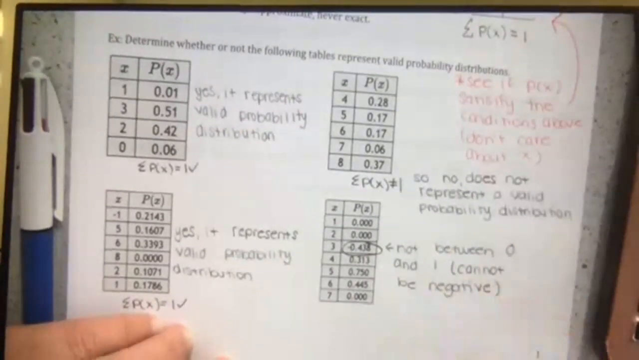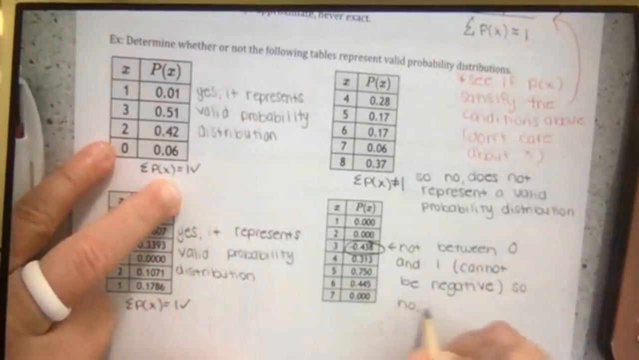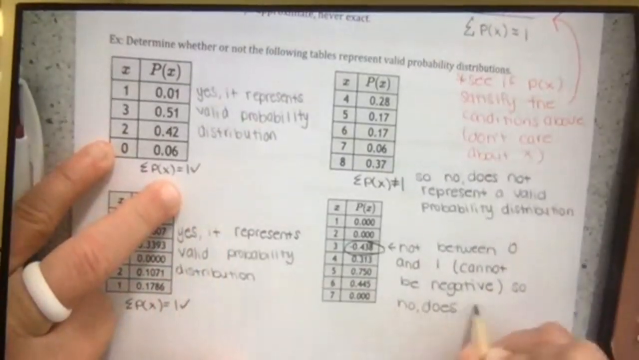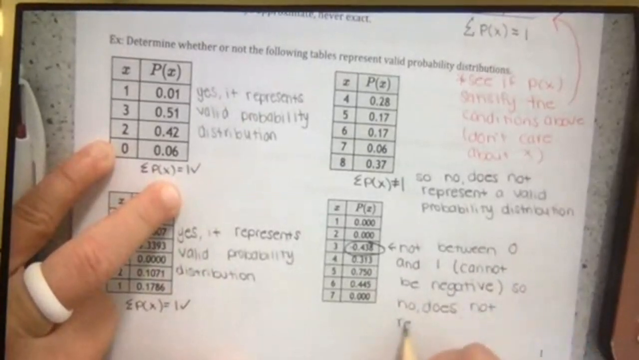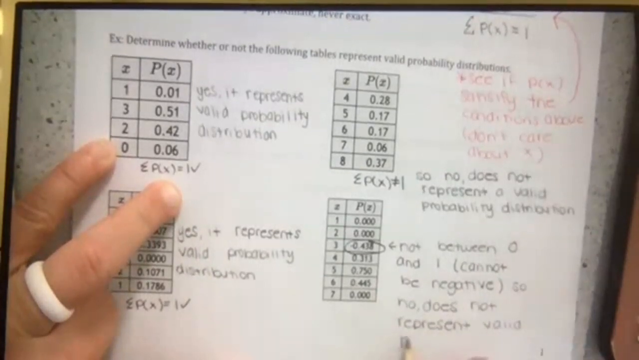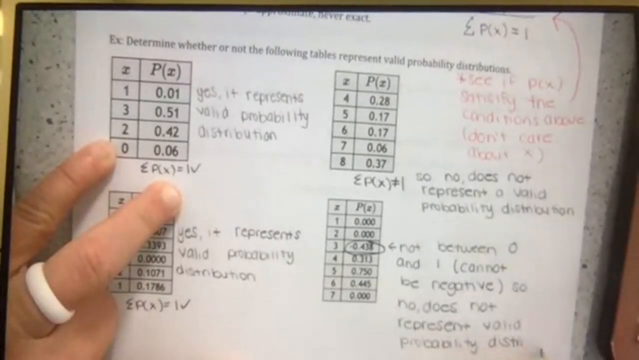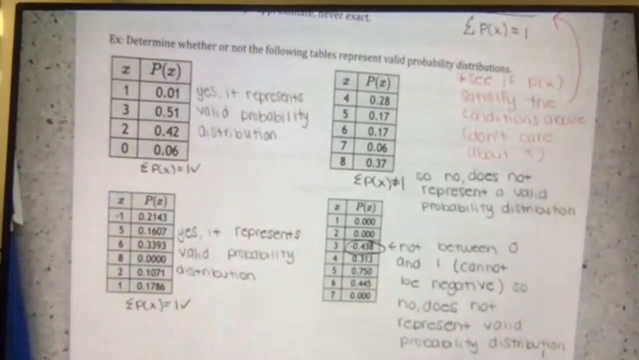Whatever you understand better. So our answer is no. It does not represent a valid probability distribution. And that's it. If that was the whole test, it'd be good.